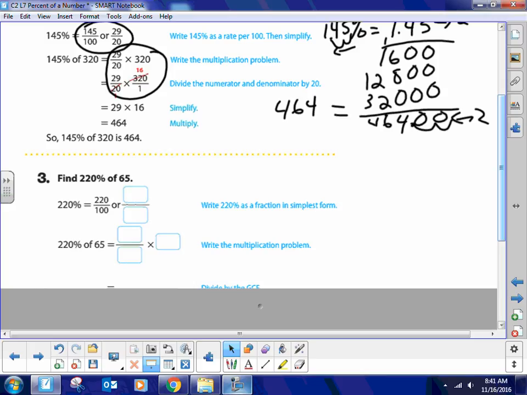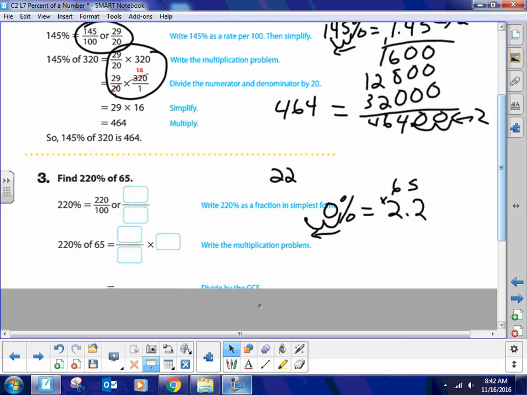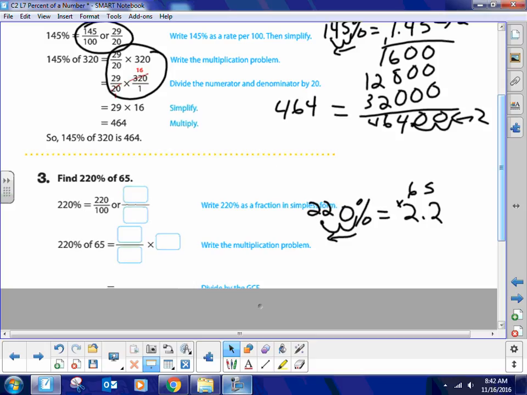They want 220% of 65. 220% is equal to, move the decimal over 2 spaces, 2.2. We want to multiply that by 65. Here, let me move all this down so it's not in the way. And then you just multiply. 2 times 5 is 10, carry the 1. That's 12 plus 1 is 13.